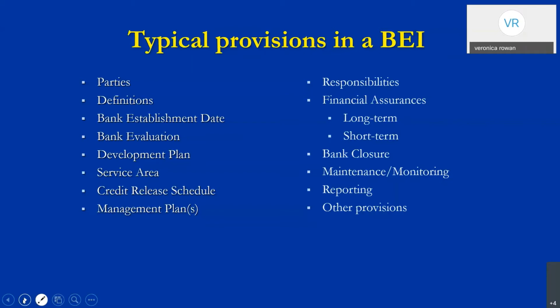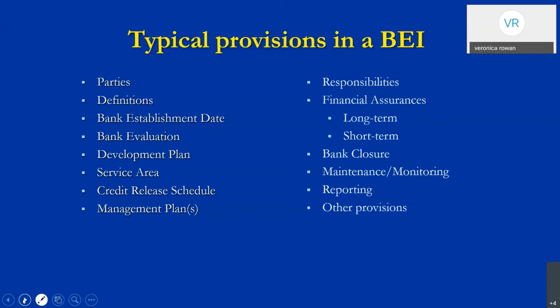The bank establishment date is when the bank is established. Generally, that happens when the site protection documents are signed and recorded in the county where the property is located, but there could be other milestones for establishment. The other thing I wanted to note was the credit release schedule. Charlotte had alluded to credit release earlier, and Valerie will discuss it later on in this presentation. But basically, the credit release schedule in the BEI describes the criteria that have to be met for the credits to be released to the bank sponsor so he can sell them.